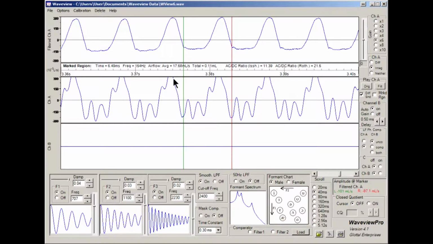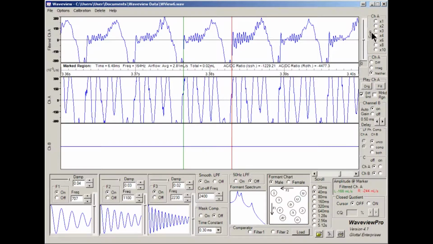Now we can look at the flow declination rate, which is the slope in the closing phase, and that's of interest sometimes. To get the rate of decrease of the airflow, we can differentiate the signal. That gives you the rate of change. Since we're already integrating it, if we take off the integration by clicking on neither, that's equivalent to differentiating the airflow.